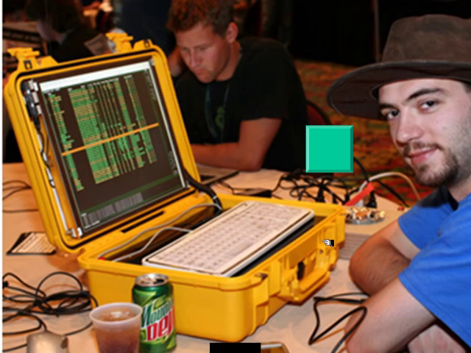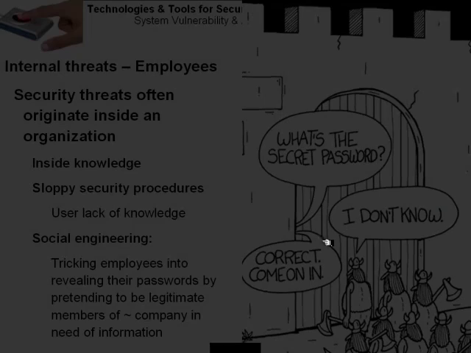After white hat hacker, here's a leather-hatted hacker with a very powerful machine. It takes him 5 seconds to hack into many systems.